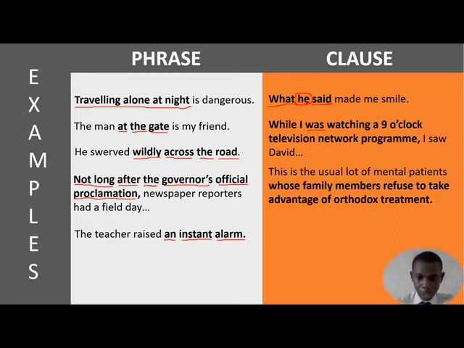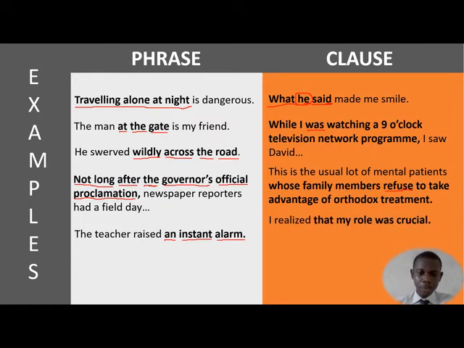The verb here, let's check whether there's a verb here. Whose is a pronoun, family is a noun, members is a noun, refuse is a verb. Yes. Now we have seen a verb. Does the verb have a subject? Yes. Family members refuse. Is there a tense here? Yes, this is a present tense. So we have the statement in bold here as our clause.